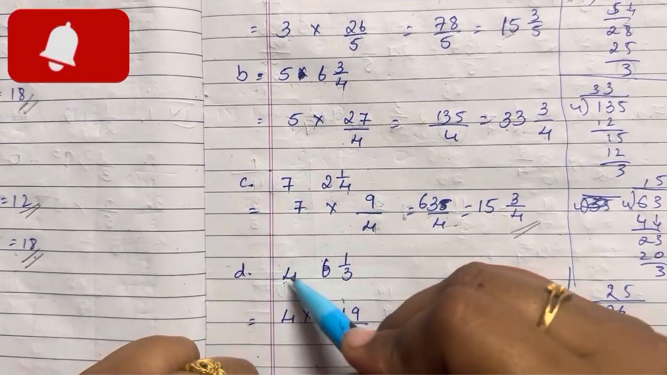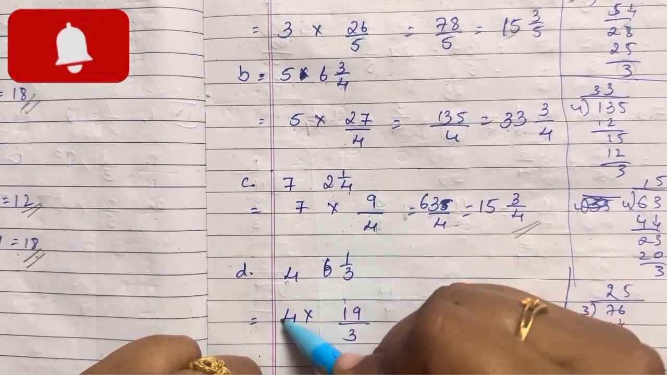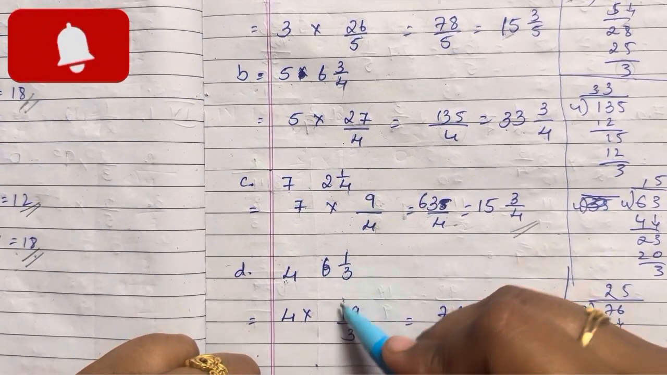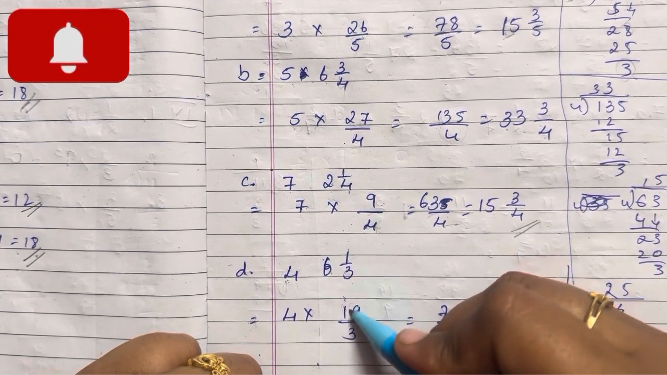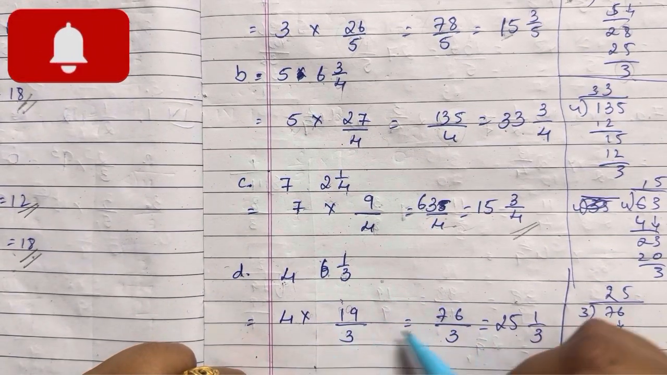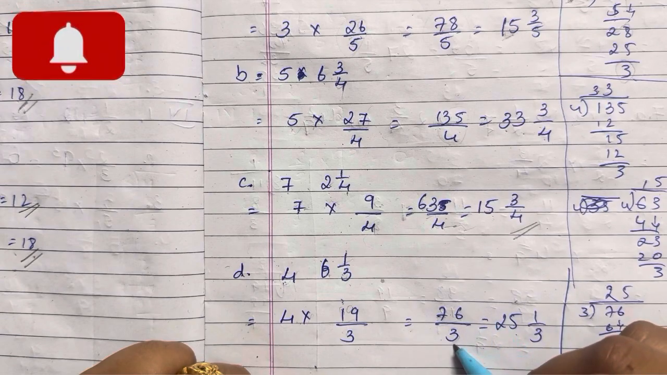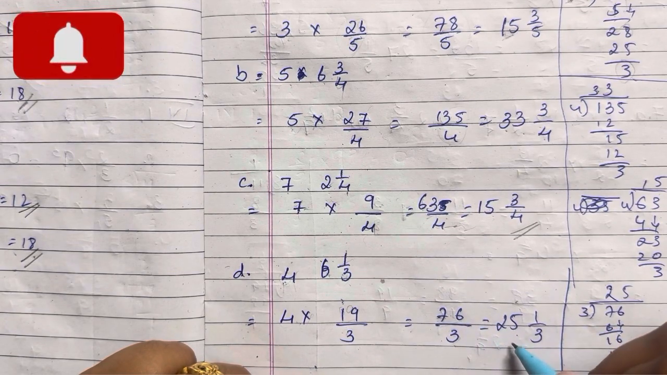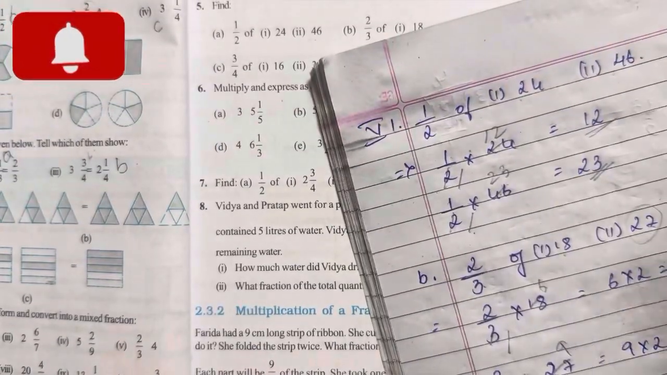And D, 4 of 6 of 1 upon 3. So 4 into, 3 sixes are 18 plus 1 is 19 upon 3, equal to 4 nineteens is 76 upon 3. And we have to convert this into a mixed fraction and we will get 25 1 upon 3. And then E.